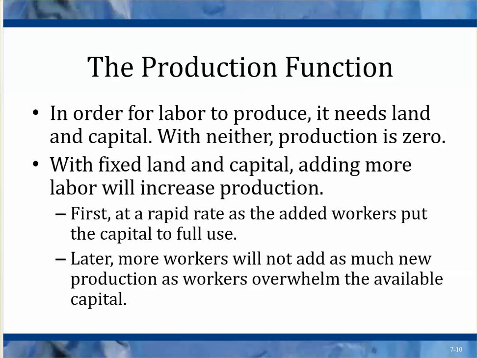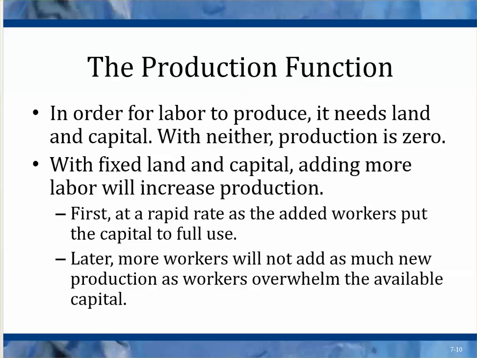So for the production function, in order for labor to produce, it needs land and capital, and with neither, production is zero. So if you want to produce the bread, you not only need the flour, butter, sugar, but also you need to have the bread machine or oven. Without any part of it, you cannot make the bread. So with fixed land and capital, adding more labor will increase production. So that's what happened in the early age.